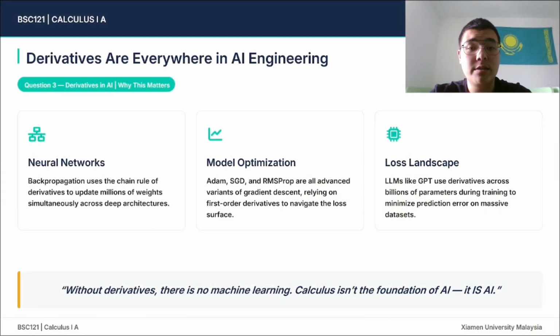This brings us to why this matters. Derivatives are everywhere in AI engineering. In neural networks, backpropagation uses the chain rule of derivatives to update the millions of weights across deep architectures. Advanced optimizers like Adam, SGD, and RMSprop are all just sophisticated variants of gradient descent, all relying on first-order derivatives. Even massive large language models like GPT are trained using derivatives across billions of parameters to minimize the prediction error on massive datasets. In fact, we can confidently say that without derivatives, there is no machine learning. Calculus isn't just a foundation of AI, it is the core engine that powers AI.